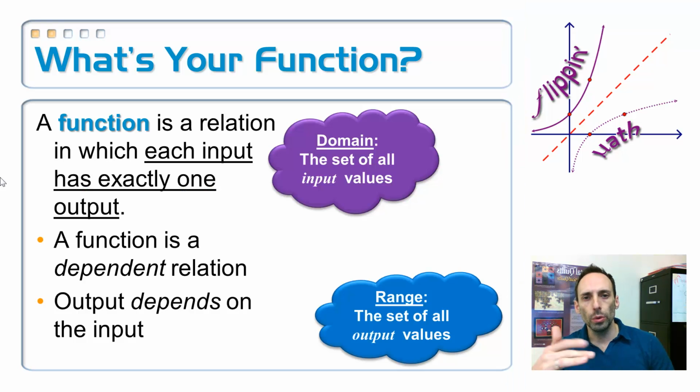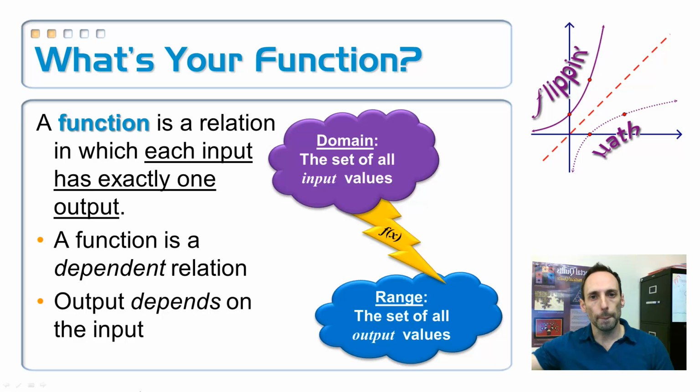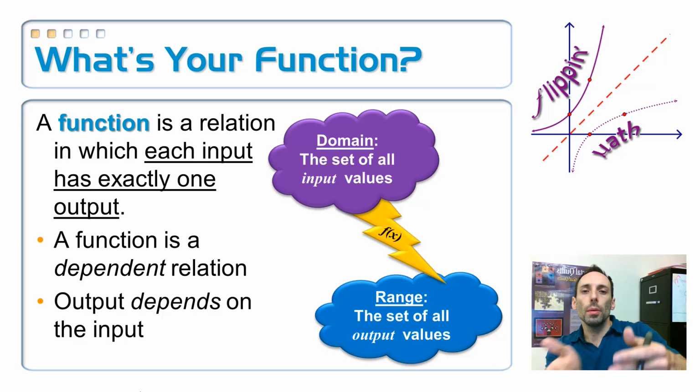Reviewing the definition of a function, it is a relation. What a relation does is take inputs and outputs and pair them up. It's a special kind of relation in which each input has exactly one output. So it takes members of the domain, which is the set of all inputs, and pairs them up with one and only one member from the range.